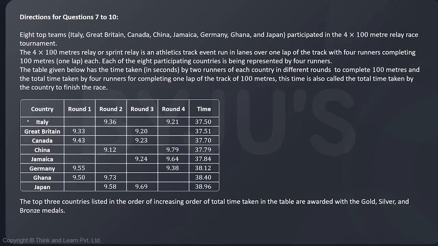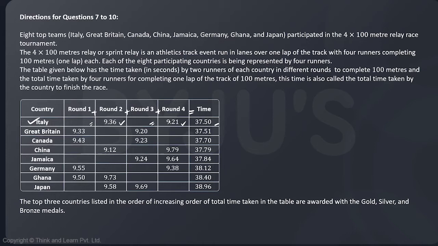So if we pick Italy, in round 1, how much time was taken by the first runner is not known. In round 2, the second lap of the relay race was completed by the second runner in 9.36 seconds. Round 3 is again not known. For round 4, it's 9.21, such that the sum of these 4 rounds, the total time, is 37.50 seconds.